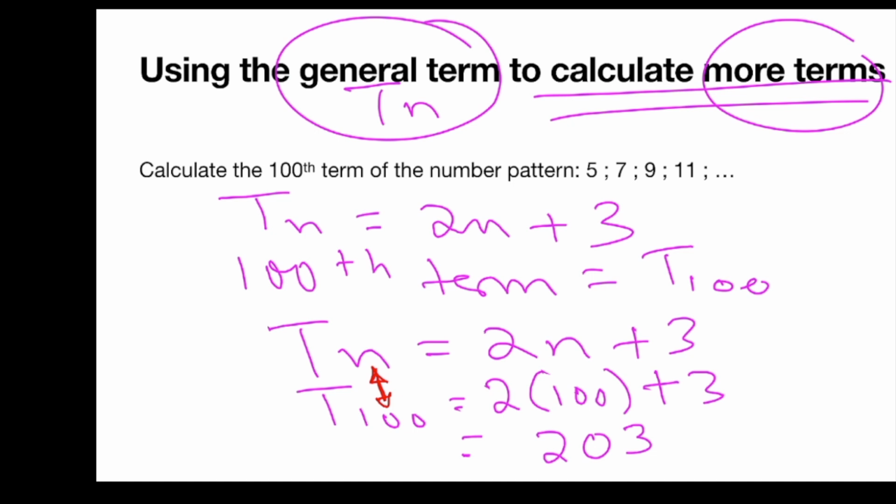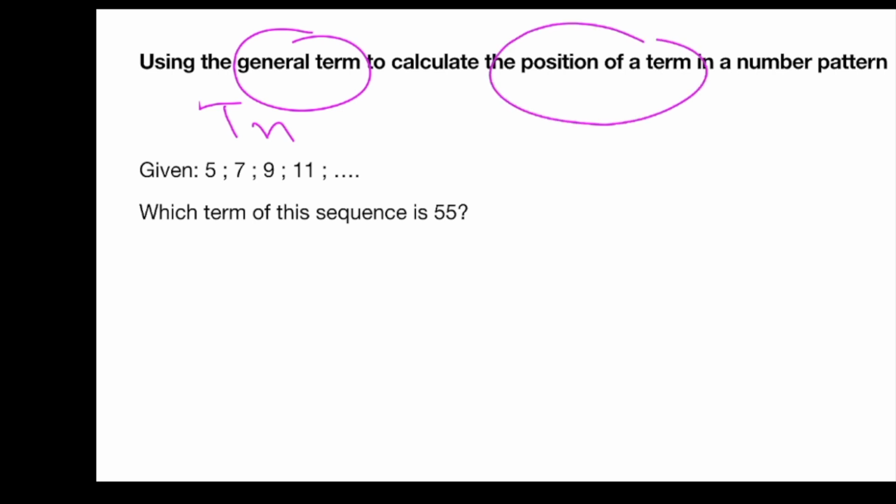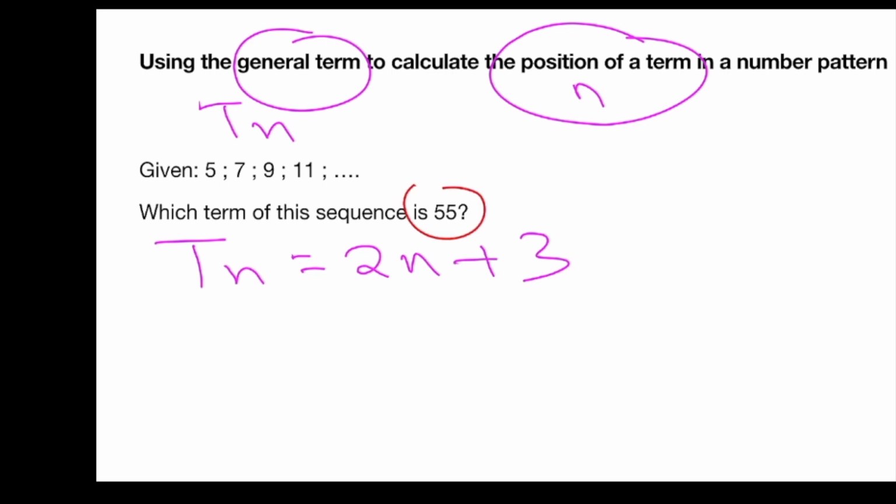If you want the 50th term, then you need to replace n with 50. If you want the 40th term, you replace n with 40. Now let's look at how we continue to use the general term, which is Tn. This time we want to work out the position of a term, which is actually n. Now we are given that Tn, this is the same sequence, is equal to 2n plus 3. And then you get a question like this. Which term of this sequence is 55? In other words, which term in the sequence has a value of 55?